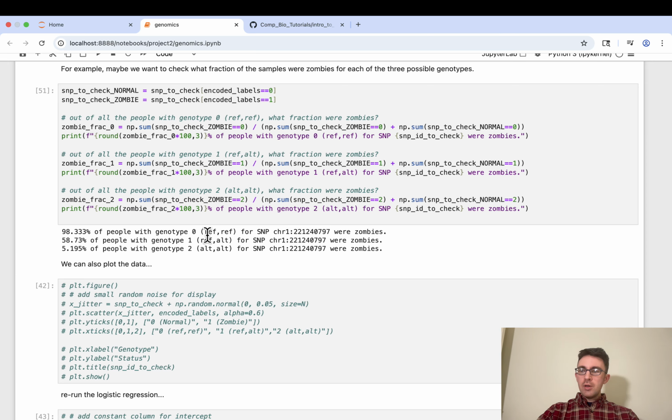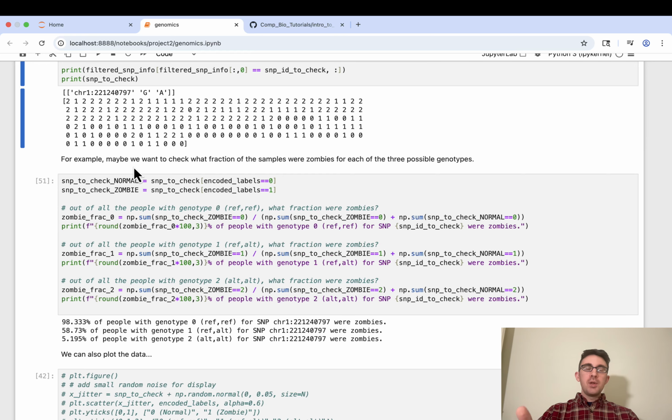That the alternate allele in this SNP position has some kind of protective effect, maybe, that if you have 1 or 2 copies of it, it maybe helps protect you from turning into a zombie if you get bit by a zombie. Again, we haven't proven any causation here, but at this point, that might be a reasonable hypothesis to start thinking about testing further, basically.